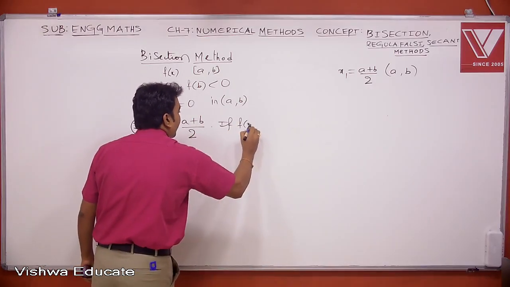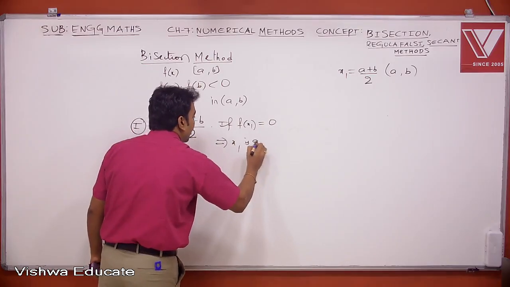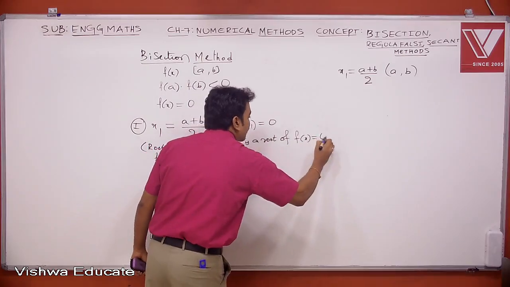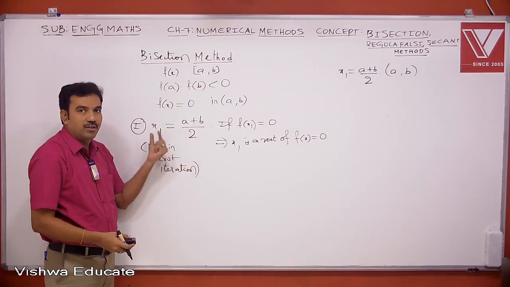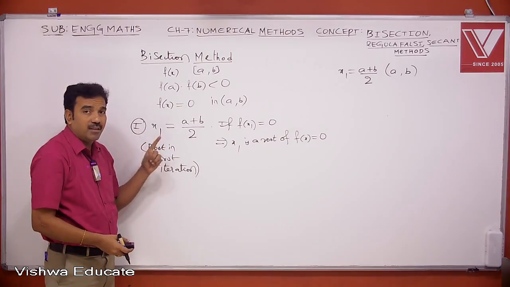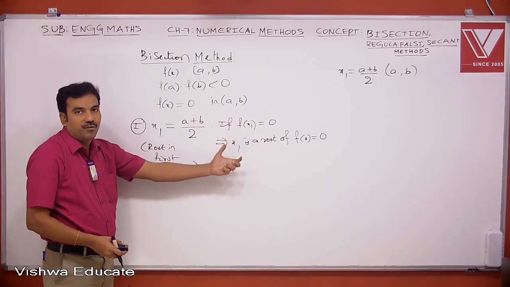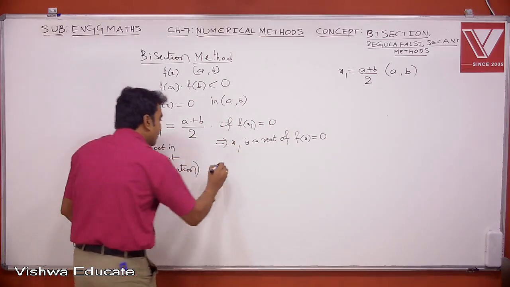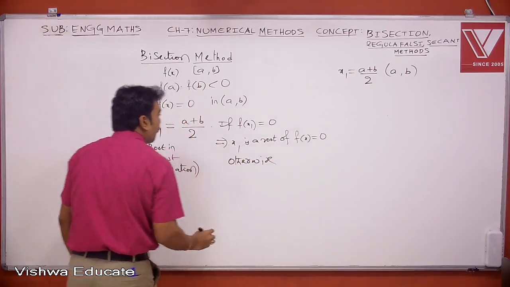So if f of x1 equal to 0, it implies x1 is a root of f of x equal to 0. Then in that case my task is over. x1 is a plus b by 2, this is the value of root in first iteration. So immediately I am checking whether x1 is a root or not. If f of x1 is 0, then it confirms that x1 is a root of the equation. My job is over. Otherwise, I can go for step number 2.